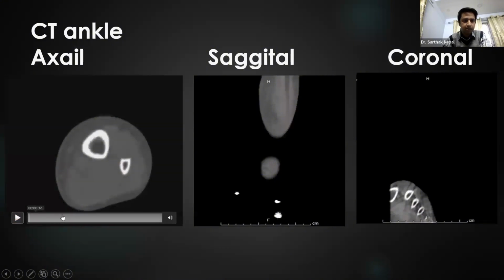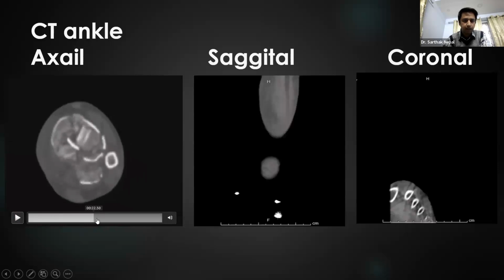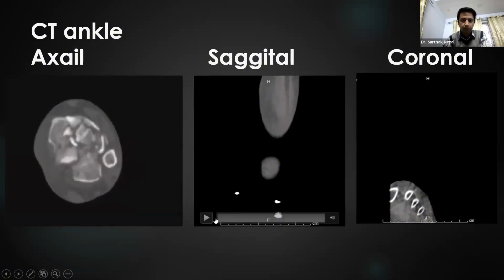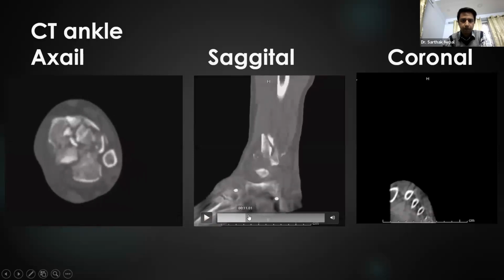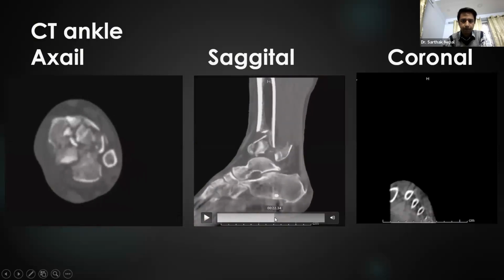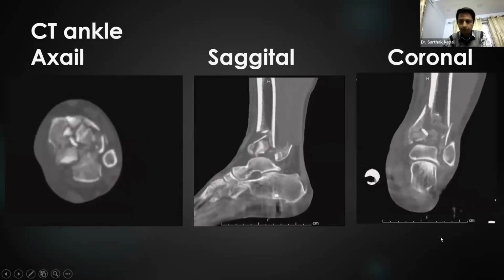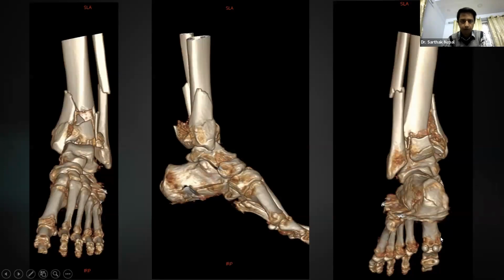The first one is the axial CT scan. As we can see, there is involvement of the anterolateral fragment, that is Chaput's fragment, and the posterolateral fragment, that is Volkmann's fragment here. This is the sagittal image. We can see the gross articular impaction, and this is the coronal image. This is a 3D image of the same patient.